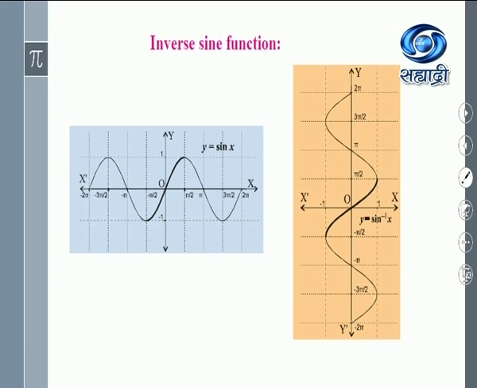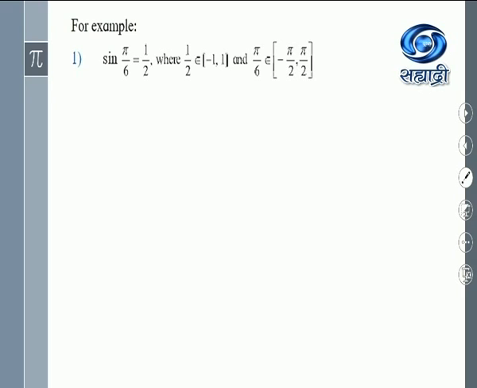Got the graph of y equals sine x and y equals sine inverse x. We'll have to repeat all these things again and again from the textbook. Now we'll take one example to find out the principal value of the functions.